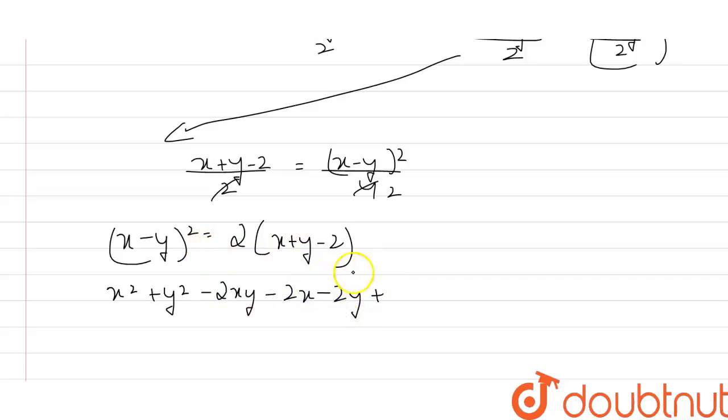Minus of 2y, and plus of what? 2 into 2 will be 4. This is equal to 0. This is the equation we are receiving right now.